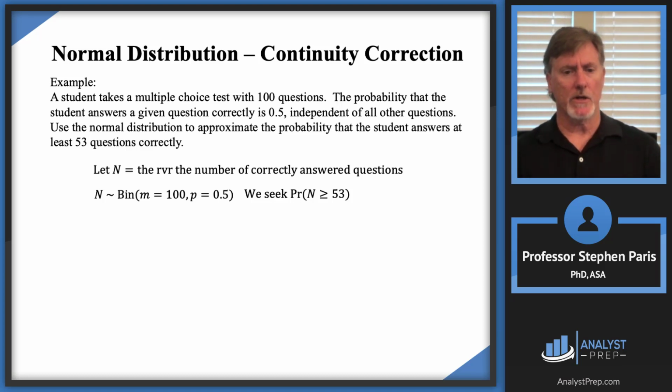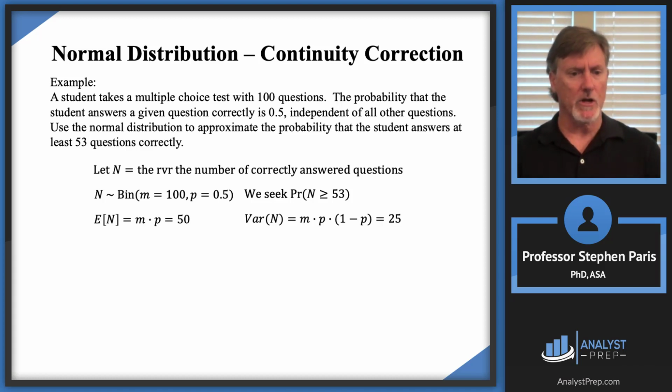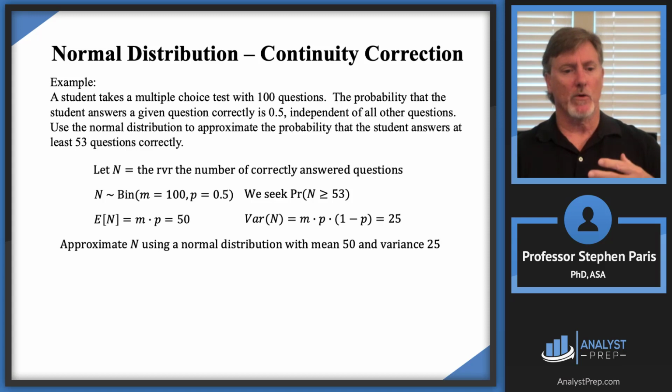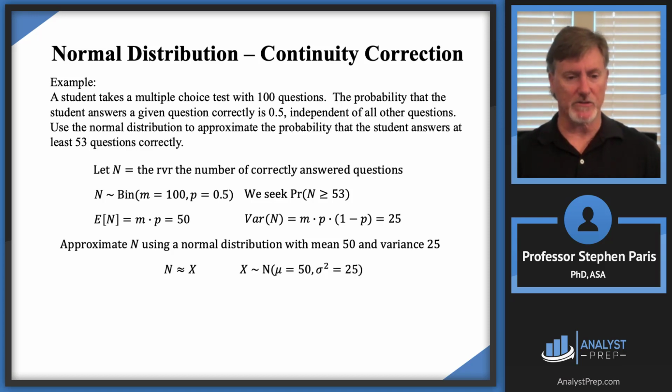But the problem says to use the normal distribution to approximate that probability. So how we go about doing that is we have this binomial distribution. We can calculate the expected value and the variance of the binomial distribution. I have those values shown, and then we'll approximate capital N using a normal distribution with the exact same mean and the exact same variance. So we'll say capital N is approximated by capital X, where capital X is a normal distribution with a mean of 50 and a variance of 25.